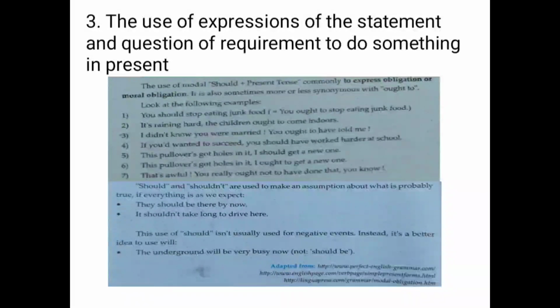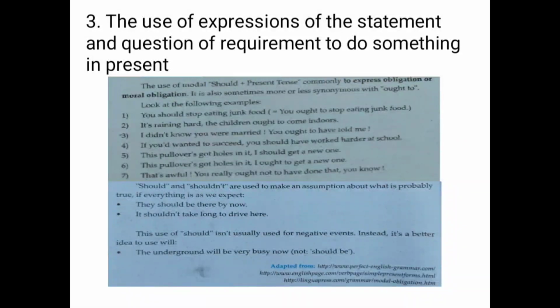Number 5, these pullovers got holes in them. I should get a new one. Number 6, these pullovers got holes in them. I ought to get a new one. Number 7, that's awful. You really ought not to have done that, you know? Okay. How about you, students?